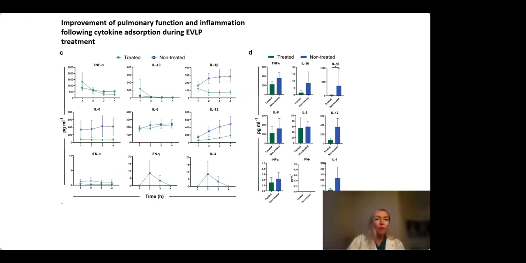If you recall from my previous slide, IL-1 beta could be used as a marker to distinguish a bad graft from a good graft. The same pattern for IL-1 beta and the rest of the cytokines was also found in bile fluid after the end of EVLP.